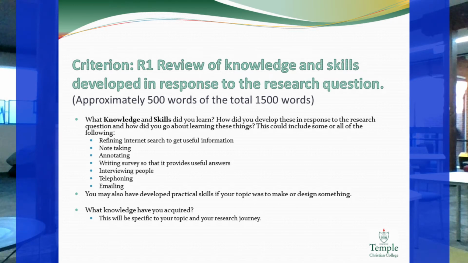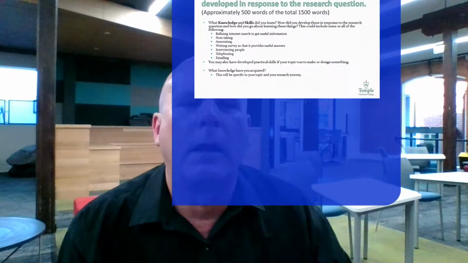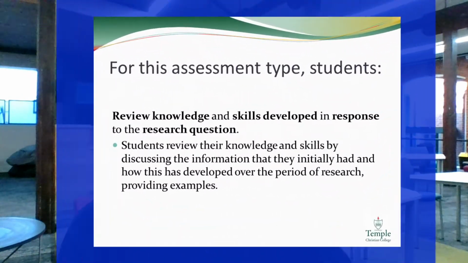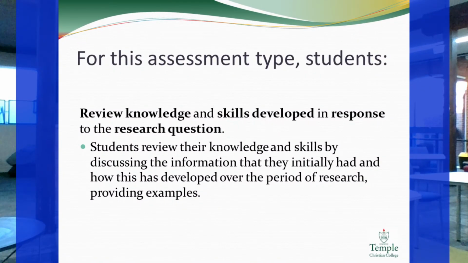It could include some of these, like you may have learned how to do note-taking, you may have learned how to annotate or to interview people or to email people. You may have also developed some practical skills if your product was about making or designing something. What knowledge have you acquired? So that's what needs to be in R1. Specifically, you need to review your knowledge and skills by discussing the information that you had initially and how this has developed over a period of time, providing examples.